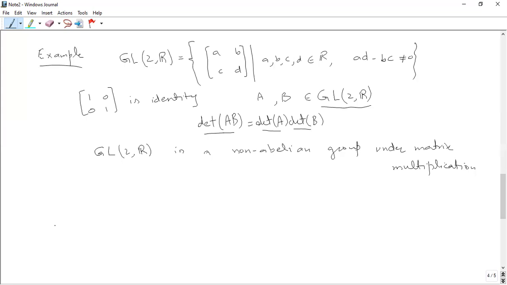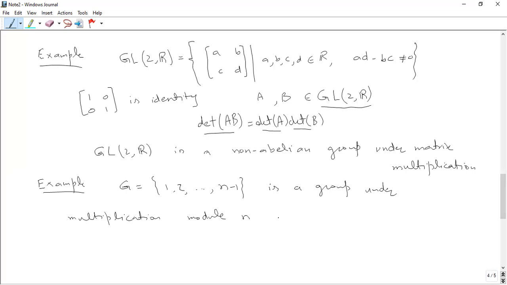Now we can see another example. If we take the set G, which is 1, 2, and so on up to n minus 1, it is a group under multiplication modulo n only if n is a prime number. This is also an abelian group.